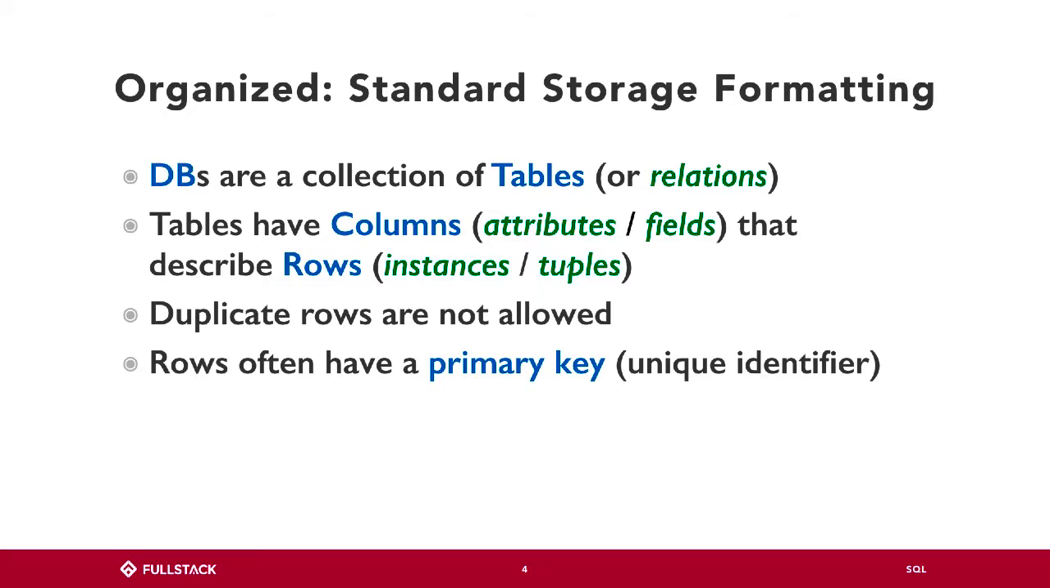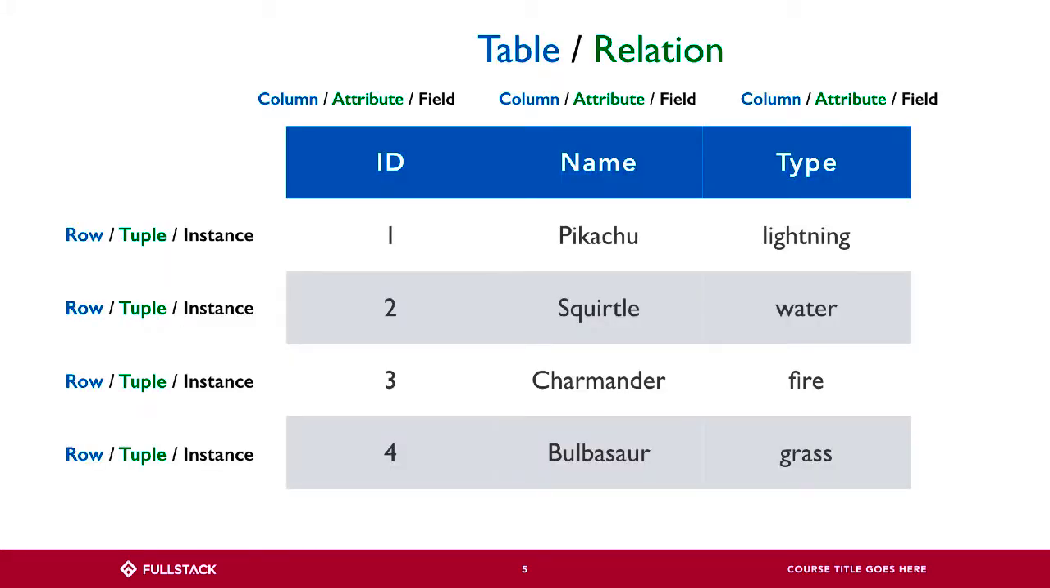So if we look at some data here, this would be a simplistic table or relation that has an ID, which is going to be an integer, and also an attribute for name, and also an attribute for type. So you see these different expressions and definitions, and again, how they're synonymous.